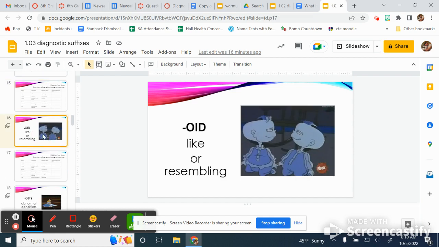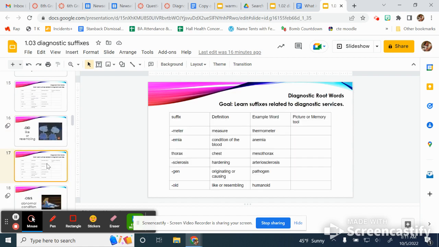Then we have oid. Oid is like or resembling. Looks like Rugrats maybe. So oid, like or resembling. Humanoid would be like or resembling a human.